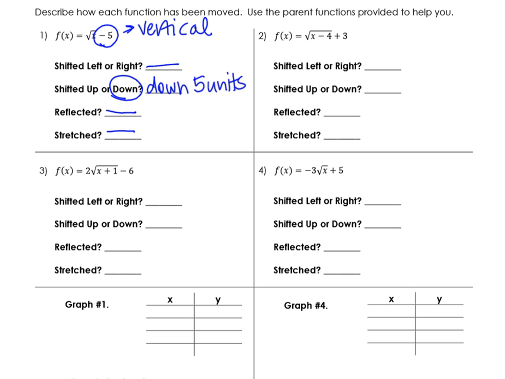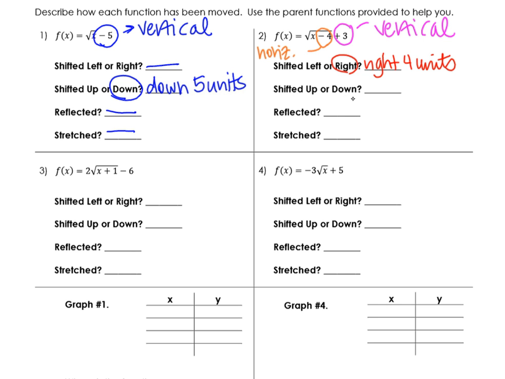If you look at number 2, we have two things going on. We have a plus 3 on the outside of the radical, so that's a vertical movement. And then we have a minus 4 on the inside, so that's a horizontal movement. When the questions are asked, has it been shifted left or right? Well, we do have a horizontal movement, and remember we want to do the opposite. So x minus 4 means instead of going to the left, what you really want to do is go to the right. So we're going to the right 4 units.